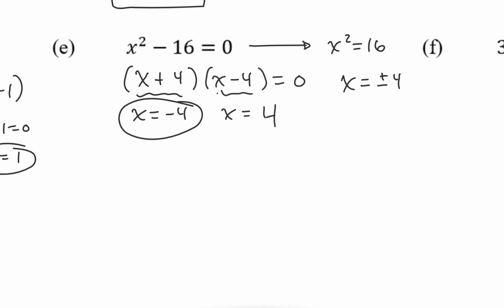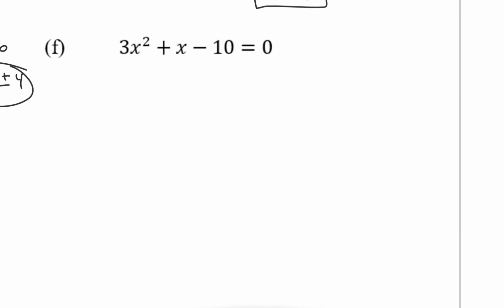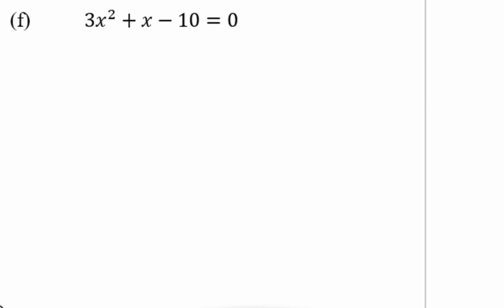As x is negative 4, x is 4, or we can write down x is plus or minus 4 in this case because this was a perfect square. And then finally on f, same thing, right?